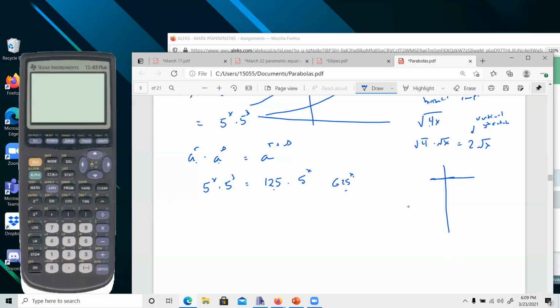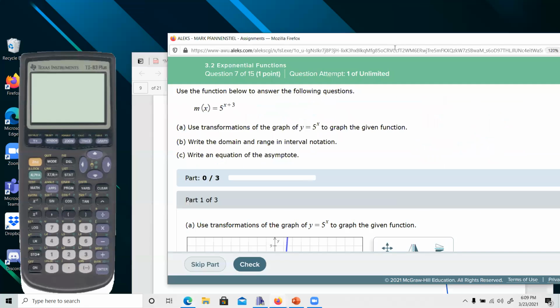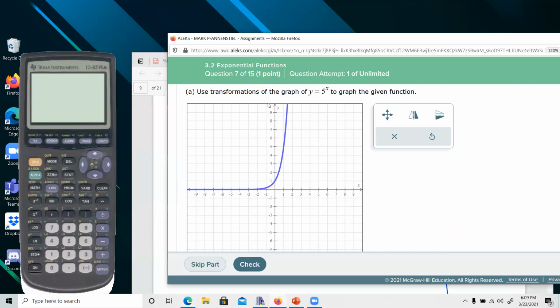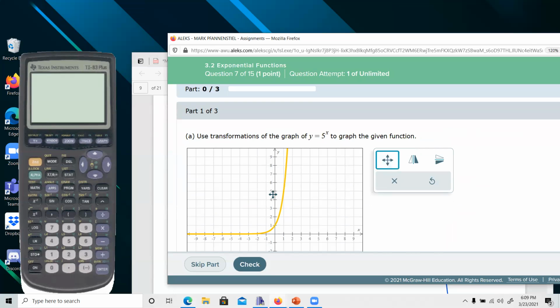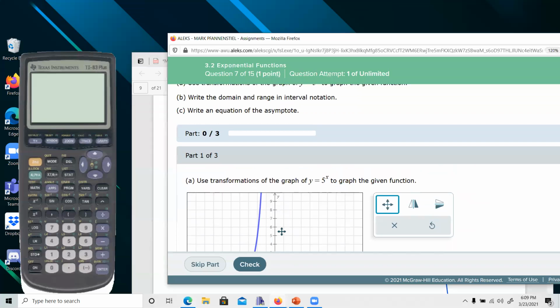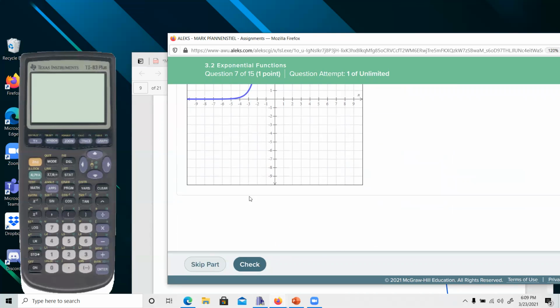So when we have our 5 to the x plus 3, we'll go back to the graphing tool because it will graph it nicely for us. Here's our 5 to the x. What we're going to do is take the 0, 1 point, because that's the easiest point to figure out. Then I'm going to take this and say that's 1, 2, 3, because I'm moving it 3 to the left based off of this transformation.